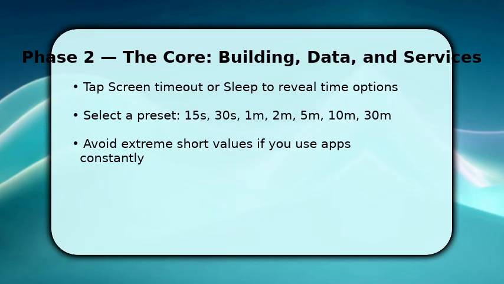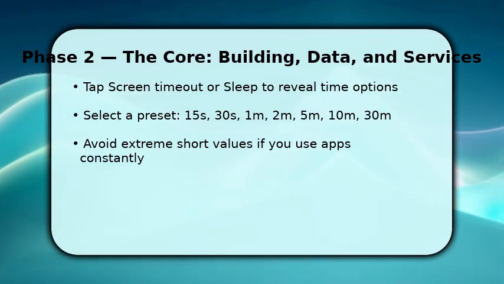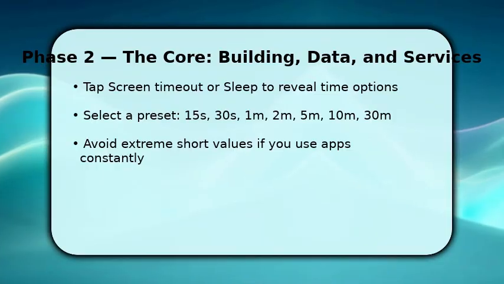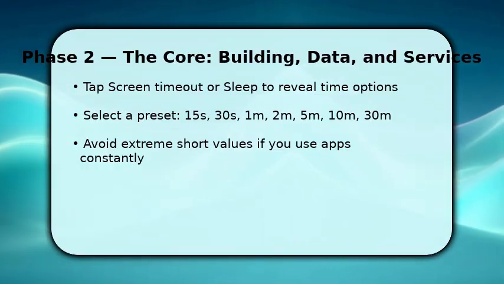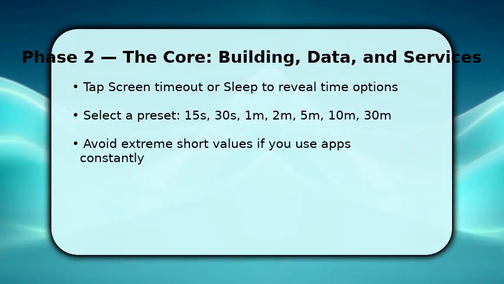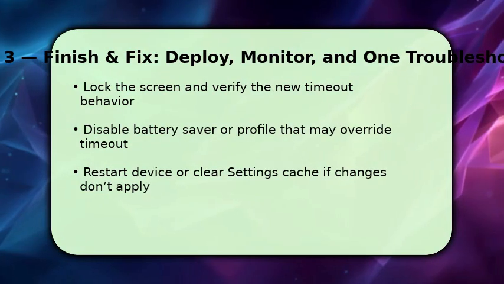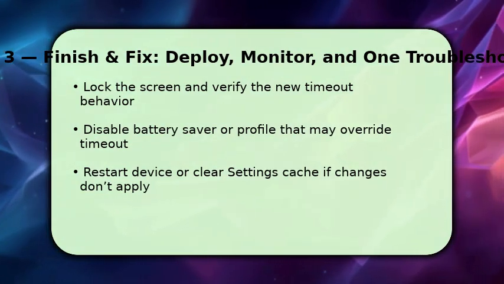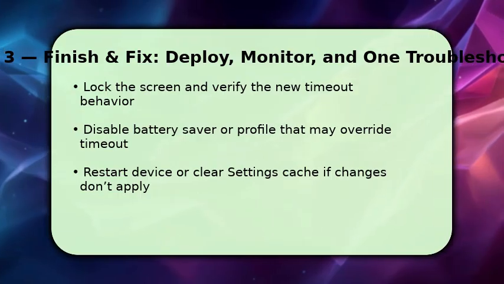There's no save button. If you want a custom or longer value, consider disabling battery saver or exploring advanced display settings because those modes can limit available options. Finish by locking the phone to confirm the timeout behaves as expected. Watch the screen and note when it sleeps.